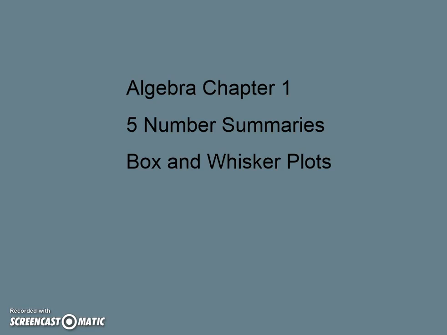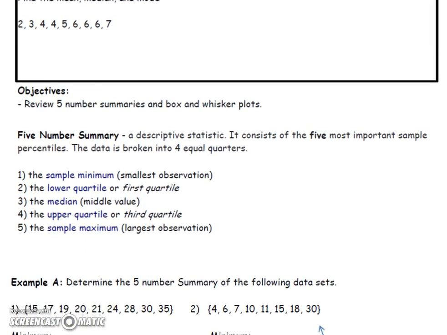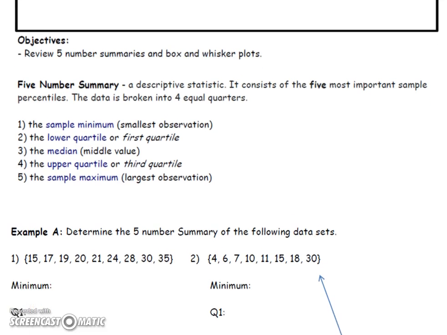This is Algebra Chapter 1, covering 5 number summaries, box and whisker plots. So here's the warm-up that you'll find on your Schoology page. Our objectives today are to review the 5 number summaries and plotting that data in a box and whisker plot.